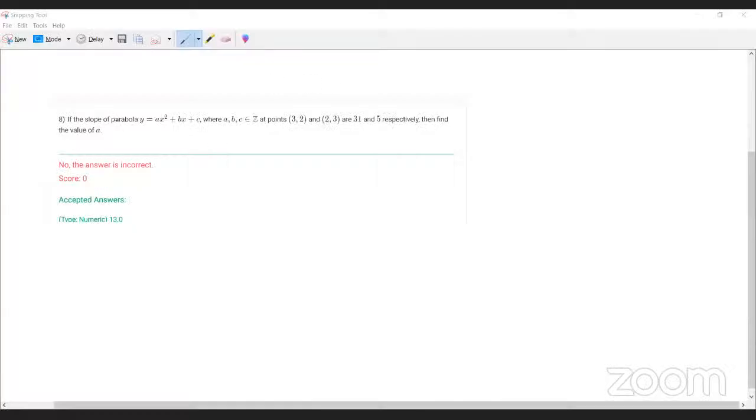Okay. So we know the slope of the parabola is 2ax plus b. Now at point 3, we have 31. If you put x equal to 3 here, 6a plus b equals 31. I am just solving for this one; I will come to your question also. For this value, it will give an integer.